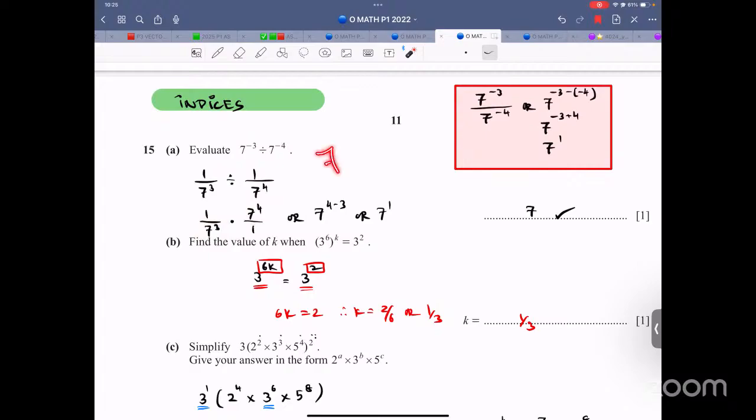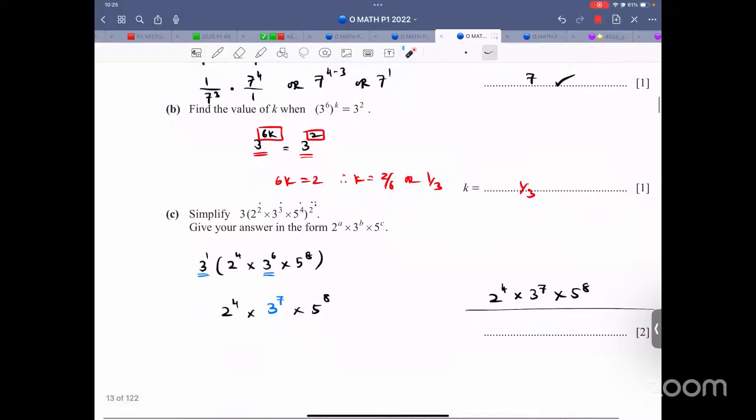Or you can also write it like this. 7 raised to power of negative 3 divided by 7 raised to power of negative 4, negative 3 minus negative 4. That's 7 raised to power of 1. So your choice. Find the value of k when 3 raised to power of 6k is equal to 3 raised to power of 2. So 6 and k will multiply. So 3 power 6k, 3 power 2. Therefore, k comes out to be 1/3.